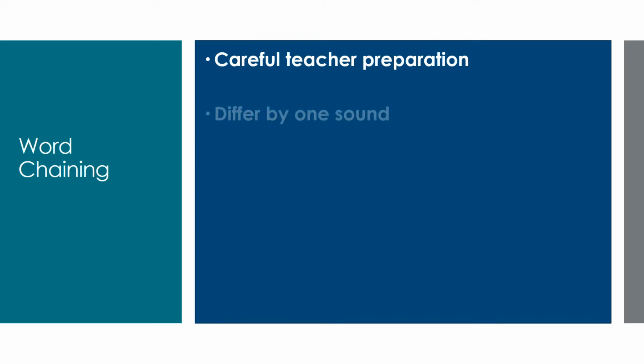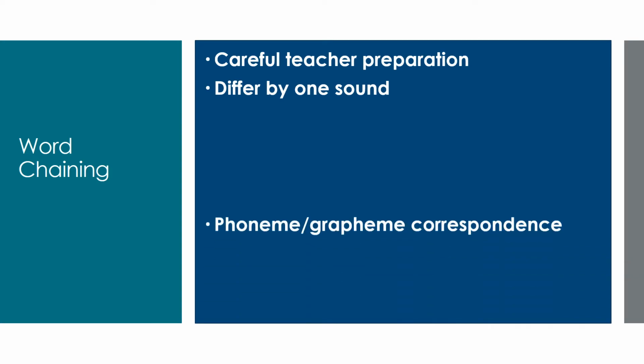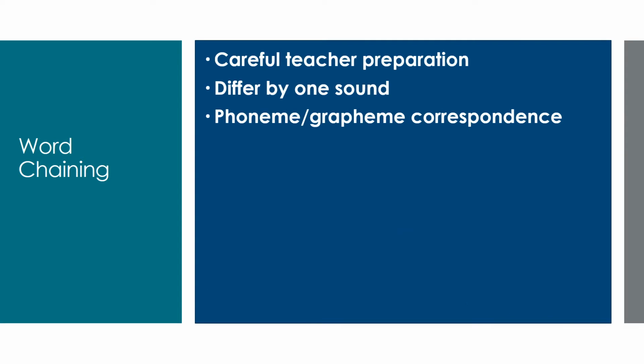Today's snippet will highlight word chaining. This practice uses a planned set of words that must be prepared carefully by the teacher beforehand. It supports the child's ability to recognize that words differ by one sound. The purpose of this technique is to have the students recognize the sound-symbol correspondence and provide practice in spelling and reading words by changing only one phoneme grapheme correspondence at a time.